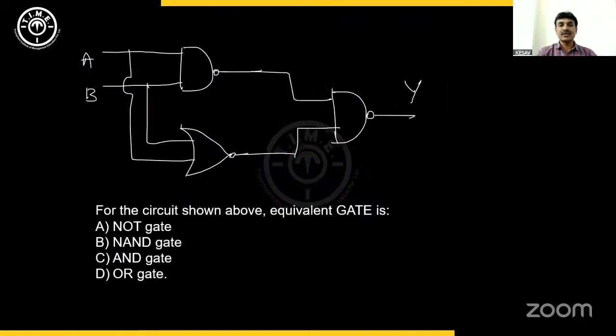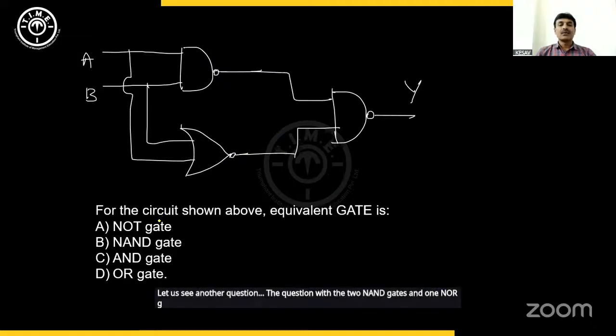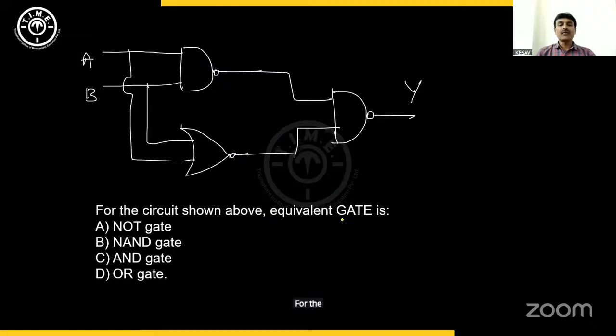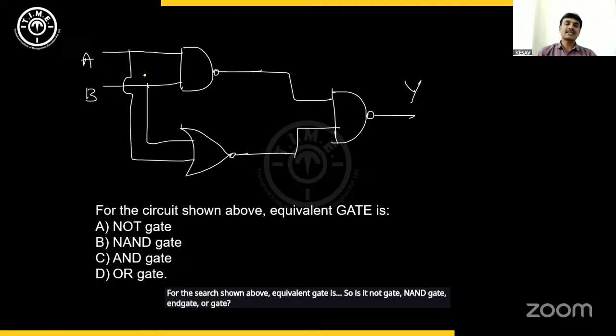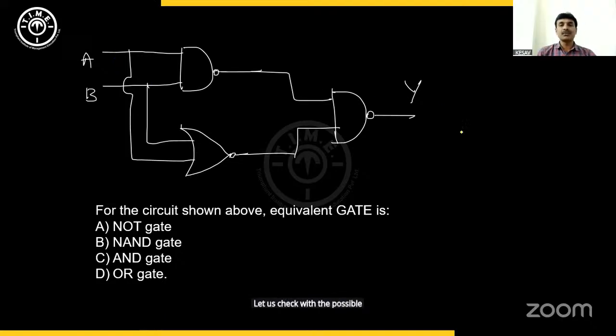Let us see another question. A question with two NAND gates and one NOR gate. For the circuit shown above, equivalent gate is it NOT gate, NAND gate, AND gate, OR gate? Let us check with the possible combinations of the inputs. Let's take up a truth table here. A, B, and Y. First, let us try with 0 and 0.